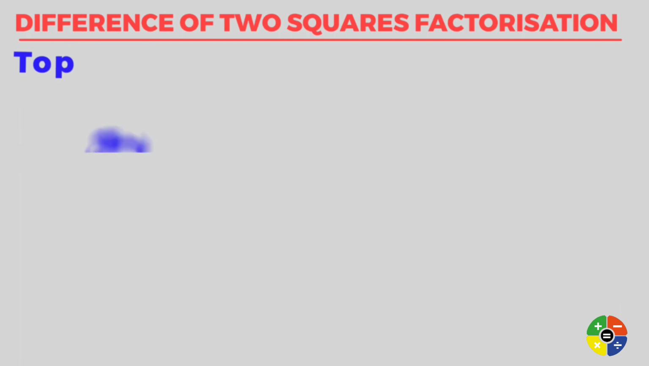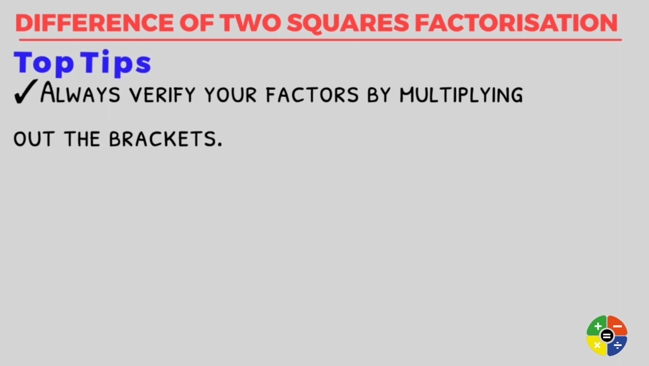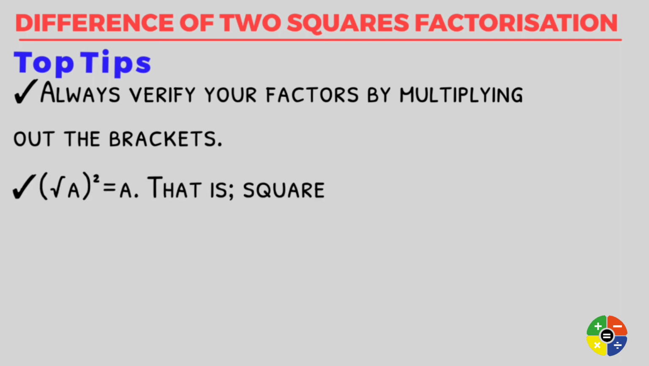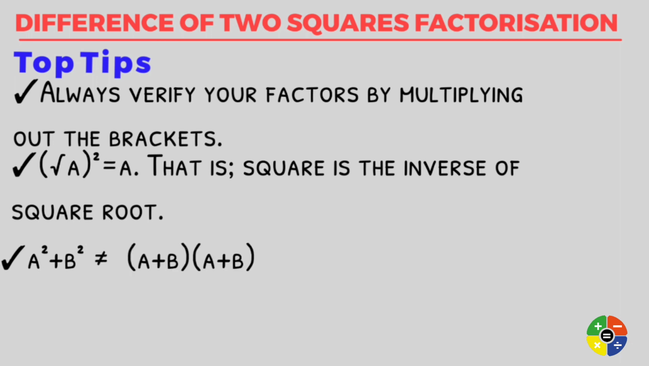Top tips. Always verify your factors by multiplying out the brackets, making sure you arrive at the given expression. Root a all squared is equal to a. That is, square is the inverse of square root. The sum of two squares does not factorize into two linear factors. That is to say, a squared plus b squared is not equal to a plus b into a plus b.